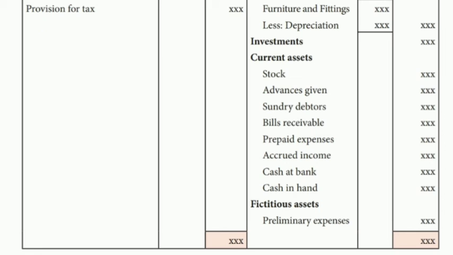Then accrued income: we have earned the income but it is yet to be received at the end of the financial year. Then cash at bank. Then preliminary expenditures: when we are starting the company we may come across some fictitious, imaginary expenditures that come under fictitious assets. Finally, all assets should be equal to the liabilities. I hope you got some basic idea. By applying these formats, we can prepare the final accounts easily.